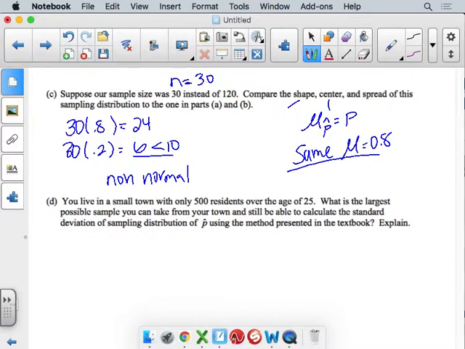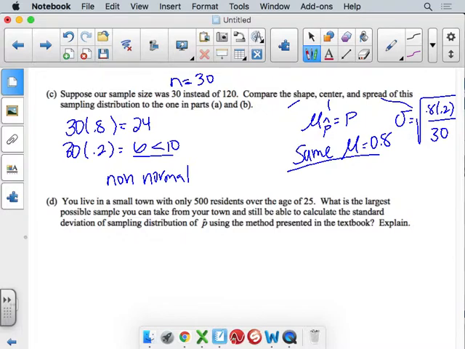And then the spread. So what happens to the spread? You could do the standard deviation. So I'll tinily write it: 80% times 20% divided by 30.